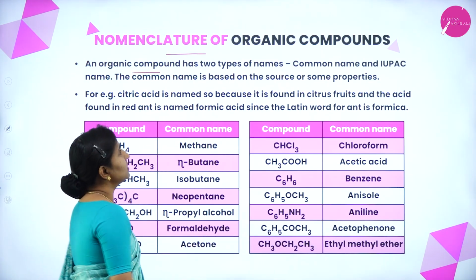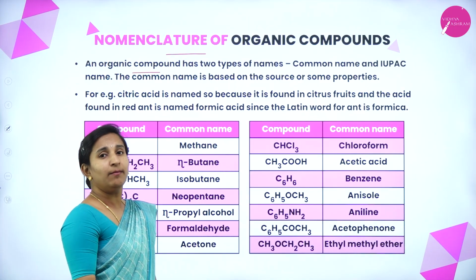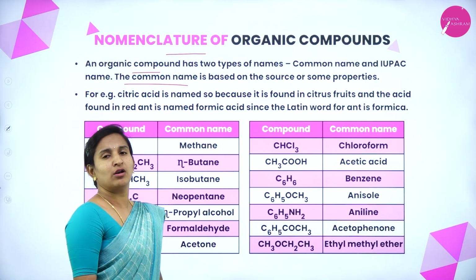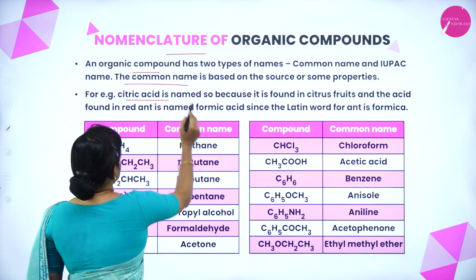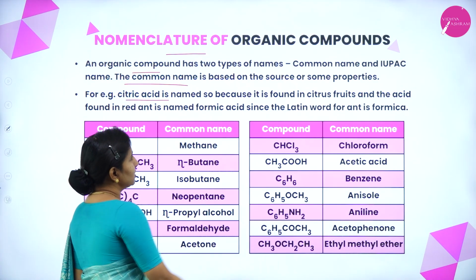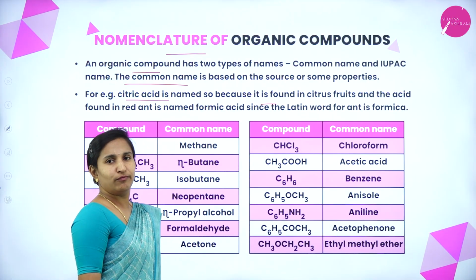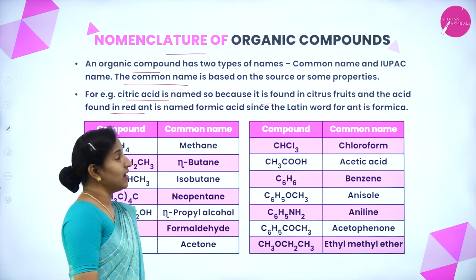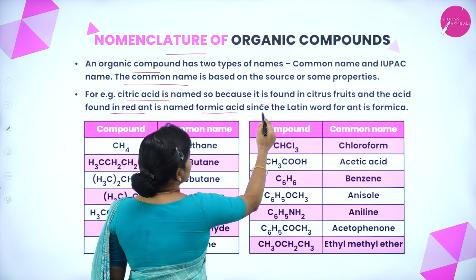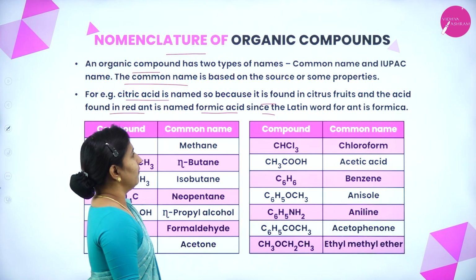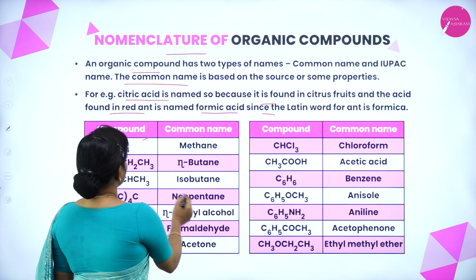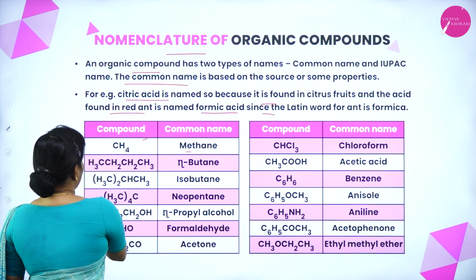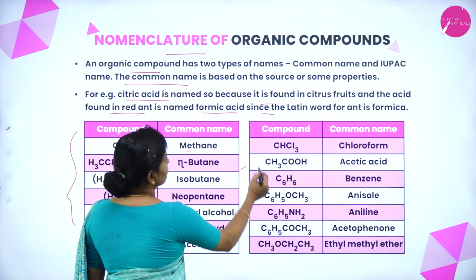Nomenclature of organic compounds. An organic compound has two names, the common name and the IUPAC name. The common name is based on the source or the properties. For example, citric acid is named because it is found in citrus fruit, and the acid found in red ants is called formic acid, since the Latin word for ant is formica. These are some of the compounds and their common names.